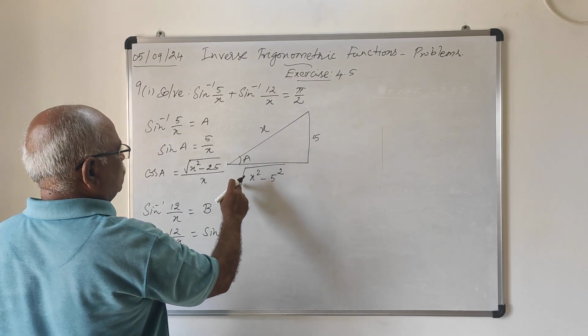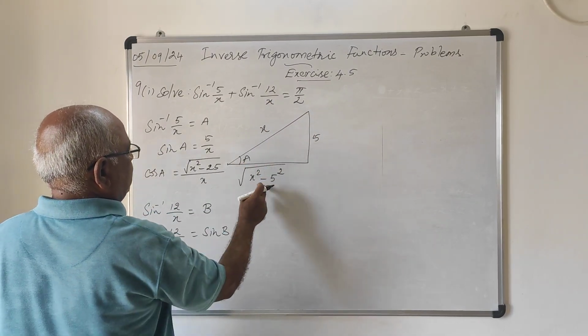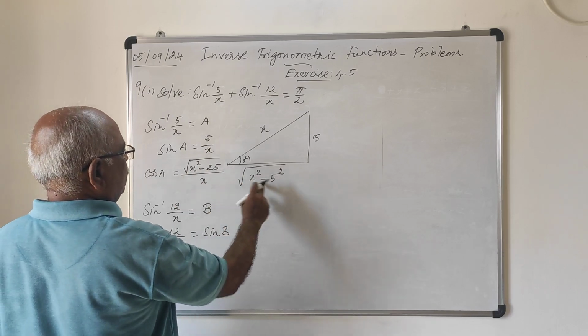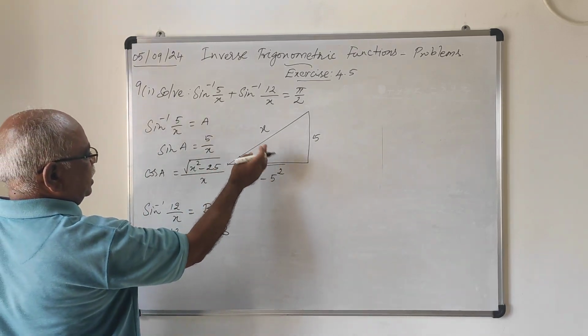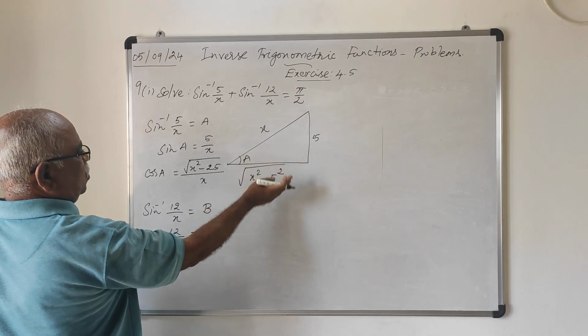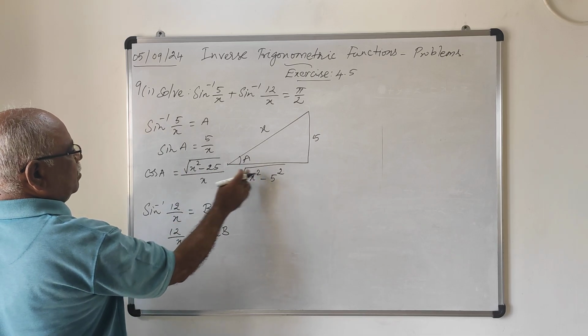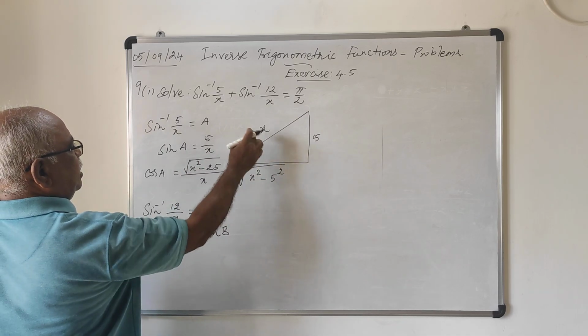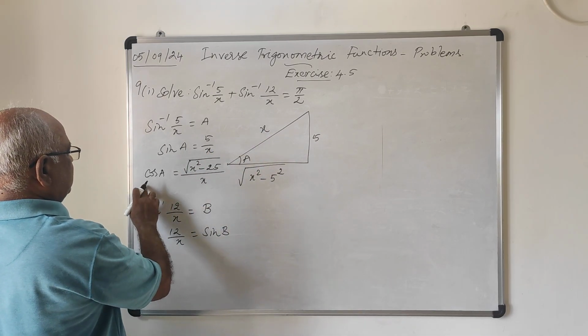So the adjacent side is root of x square minus 5 square, that is, x square minus 25. So from this, cos A equal to adjacent by hypotenuse. The adjacent side is root of x square minus 25, the hypotenuse is x. This is cos A.